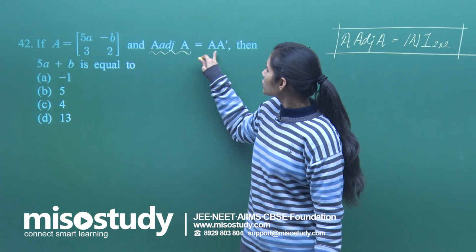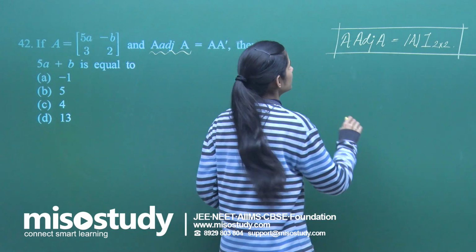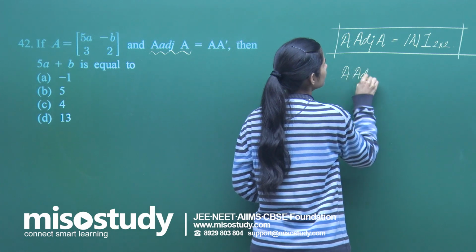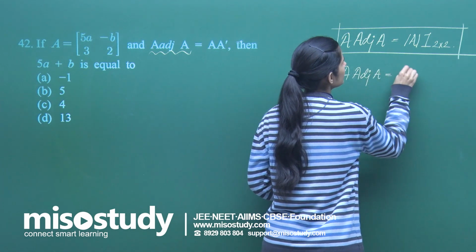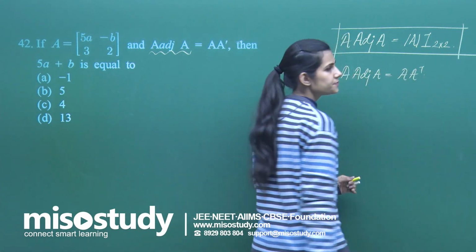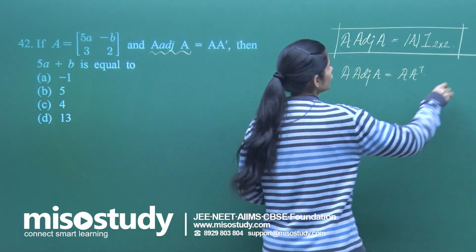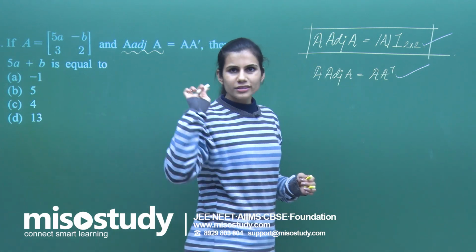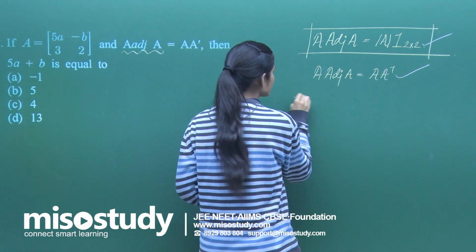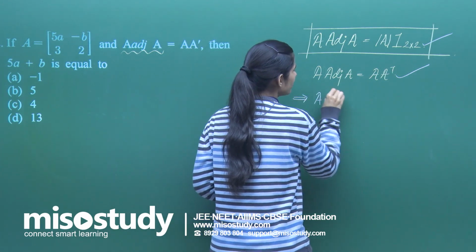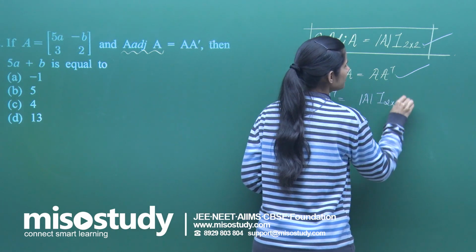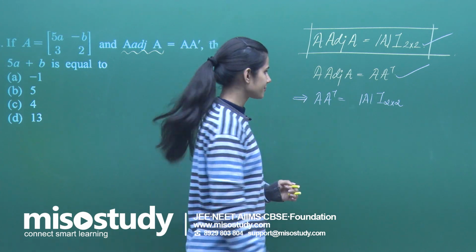This thing is also given equal to AA transpose. So A into adjoint of A is already equal to this, and I am given that A into adjoint of A is equal to AA transpose. So it is equal to this also, and it is equal to this also. That means these two are equal for this given matrix, right? So you have AA transpose is equal to determinant of A times the identity matrix of order 2 cross 2.